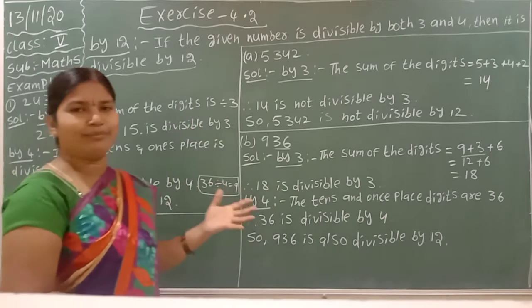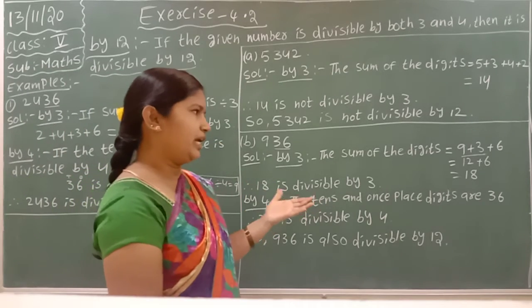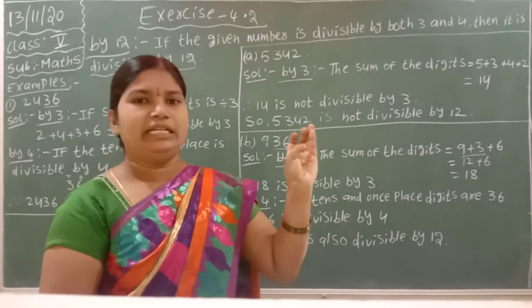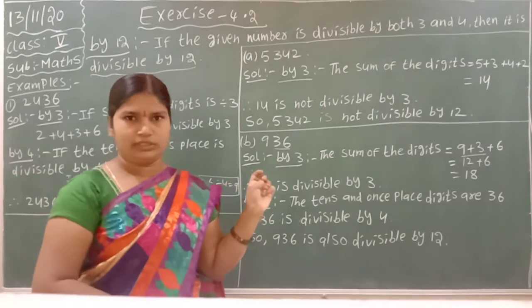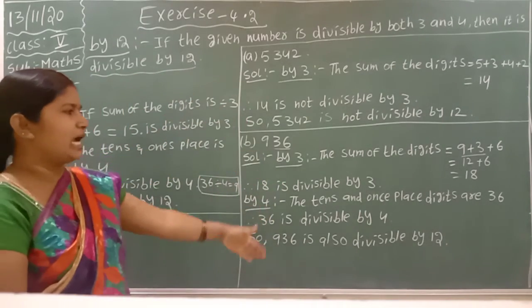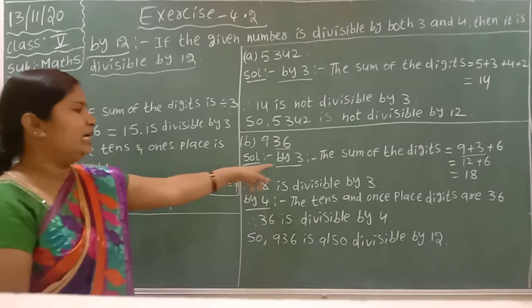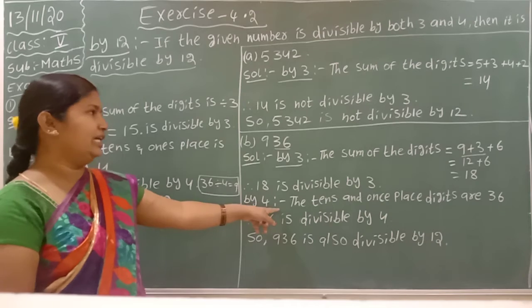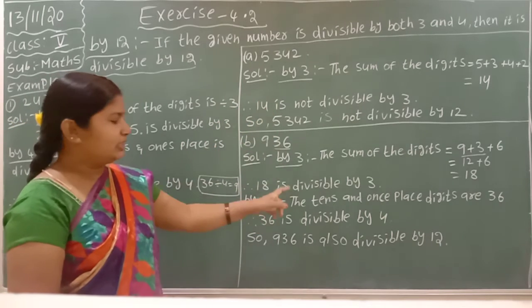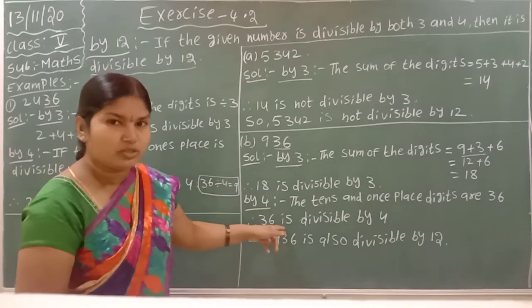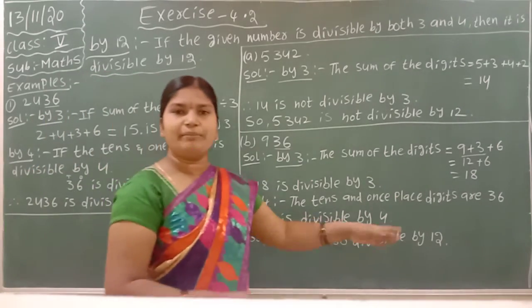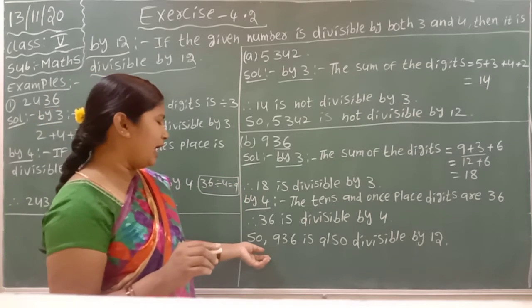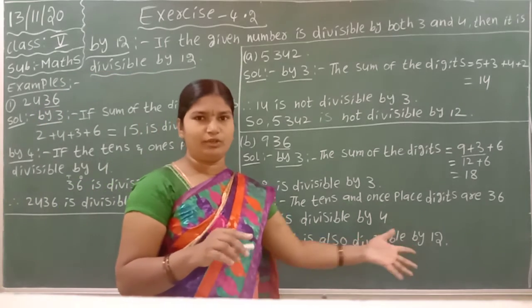Same like this. Some more questions are there in your textbook page number 92. You have to finish the remaining questions, that is C, D, E, F. Same like this you have to check the by 3 property. If it is divisible, then only check the by 4 property. If it is divisible by 3 and you check divisibility by 4, but 4 is not divisible, so the total given number is not divisible by 12. Like that. Okay. So last you have to write down the given number is not divisible by 12.